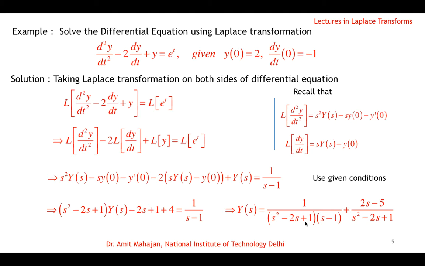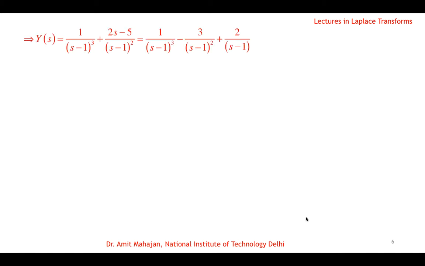Right, so here s^2 minus 2s plus 1 is nothing but (s minus 1) whole square, so this denominator becomes (s minus 1) whole cube, and this denominator here is (s minus 1) whole square. So we can write Y(s) as this, and if I rewrite this numerator as 2 times (s minus 1) minus 3, then I can cancel out s minus 1 and rewrite this second term as a sum of these two terms.